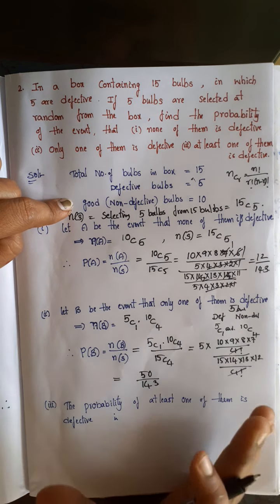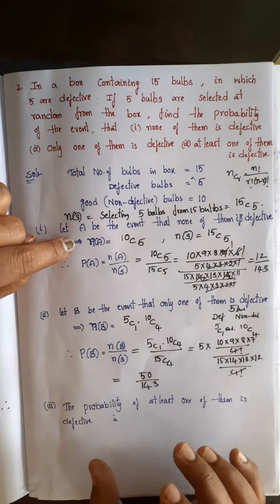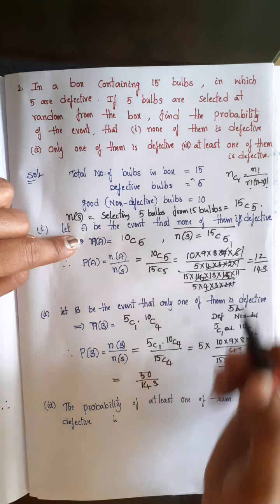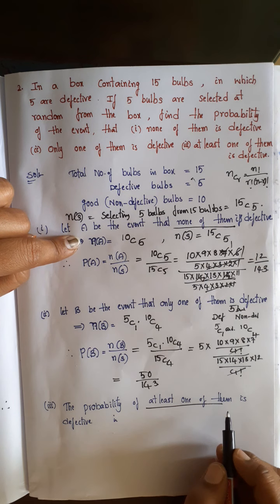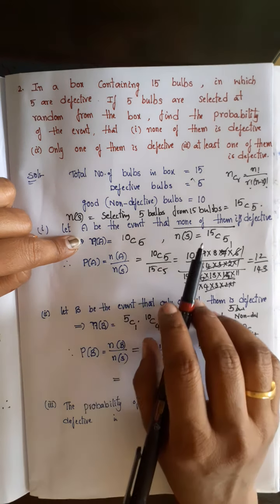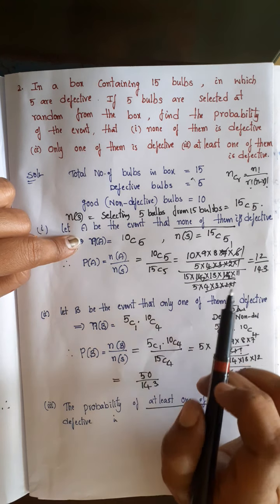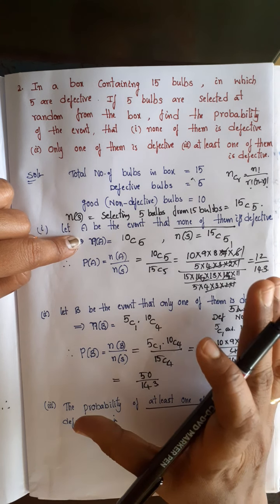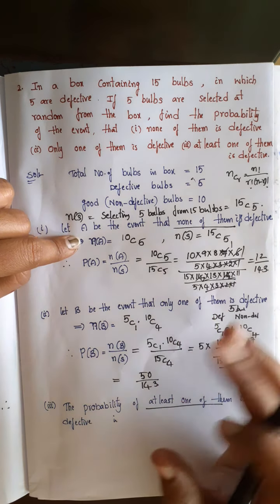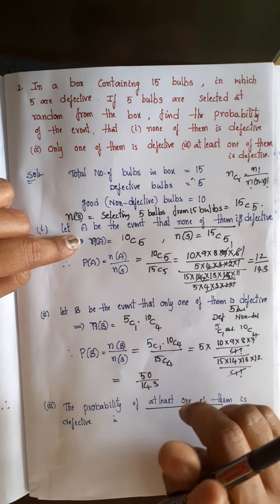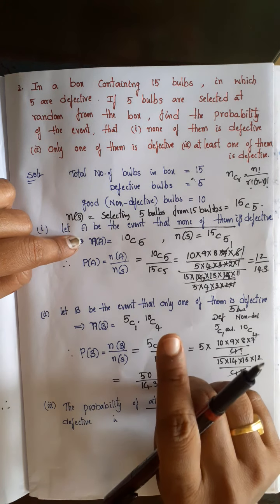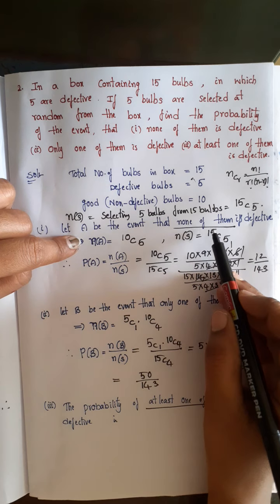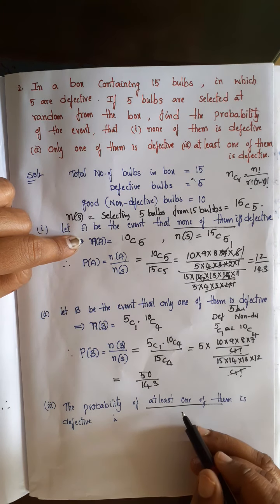Only at least one of them is defective. See, at least one of them and none of them. If you observe these terms, none of them and at least one of them. See, a person, none of them he failed, that means he passed. Okay, what is the opposite condition for that? If he failed in at least one subject, it is opposite to that sentence only, right? None of them is the opposite of at least one.